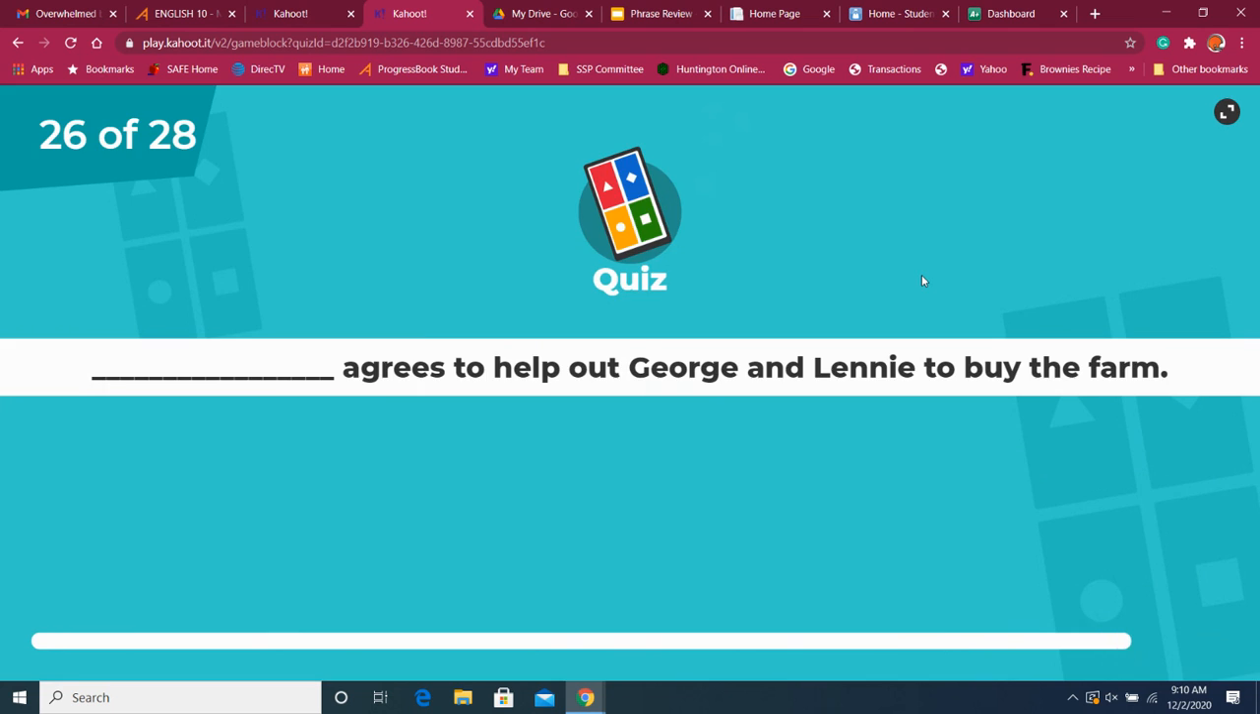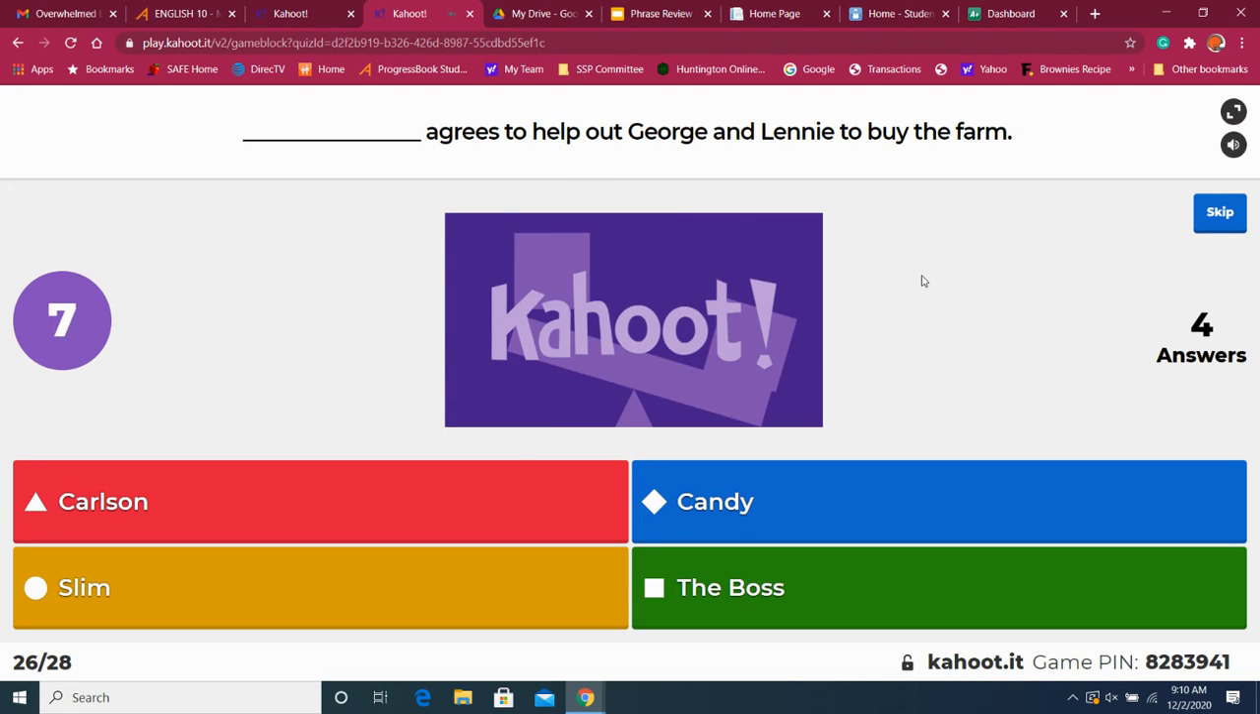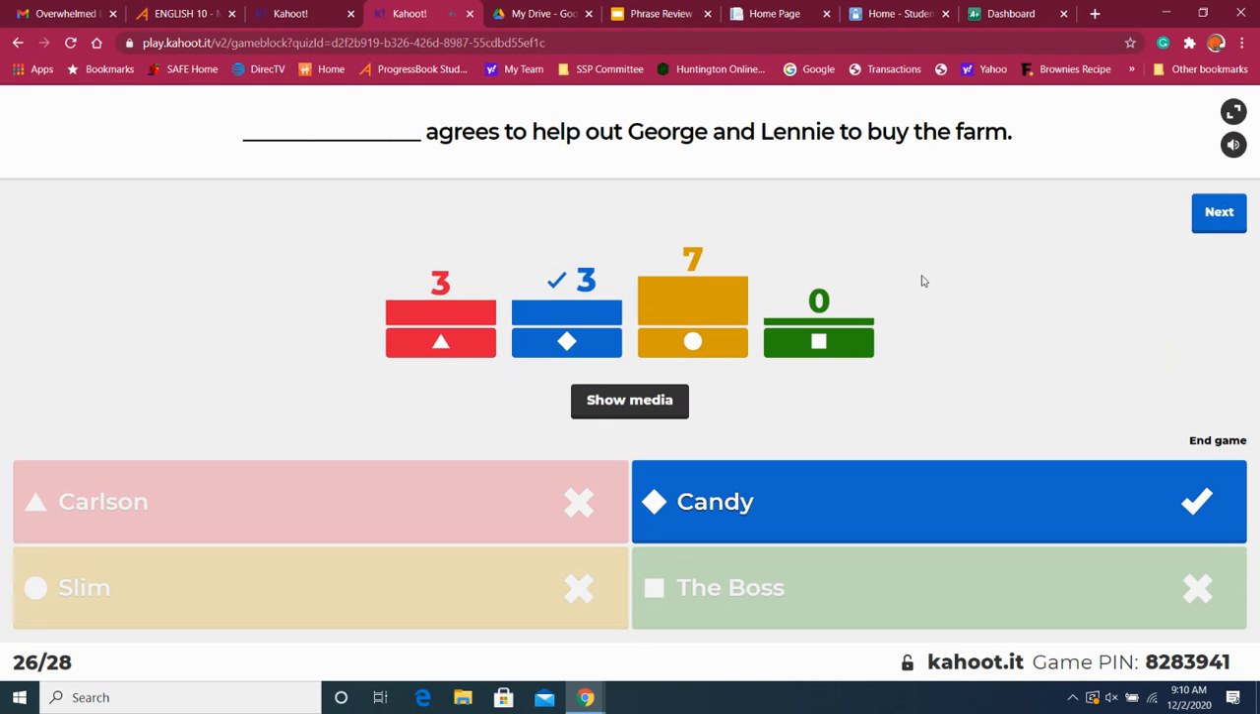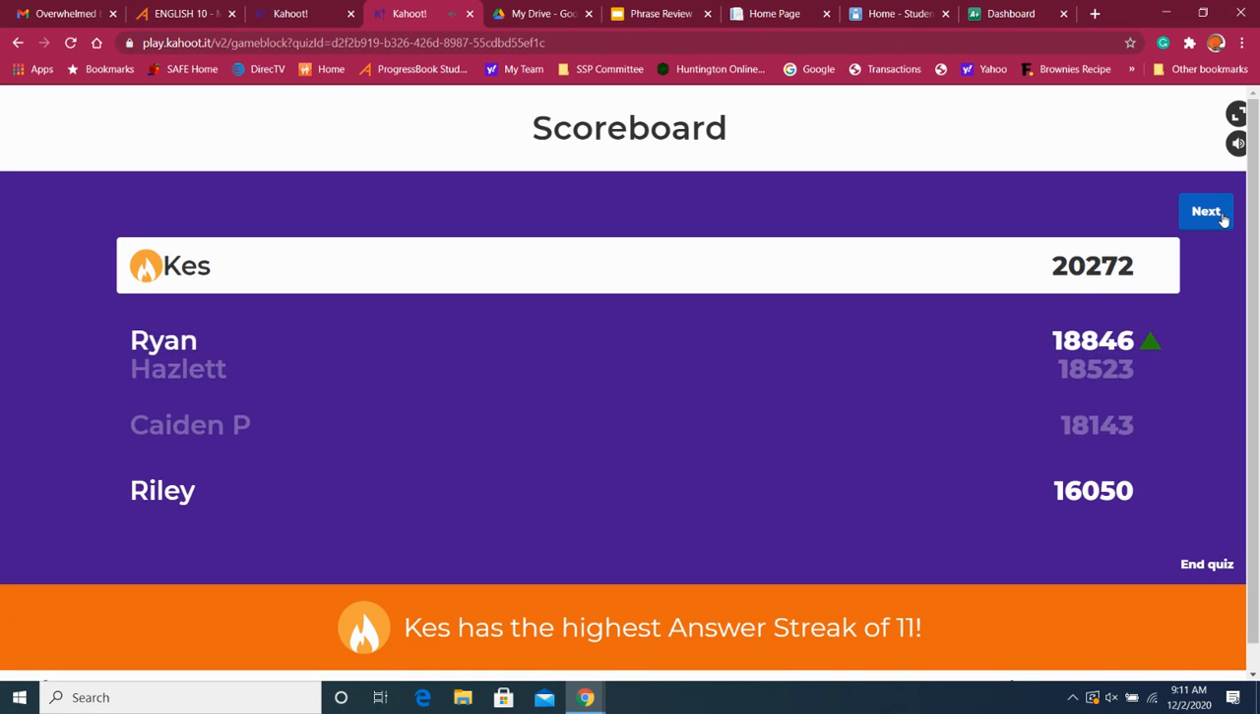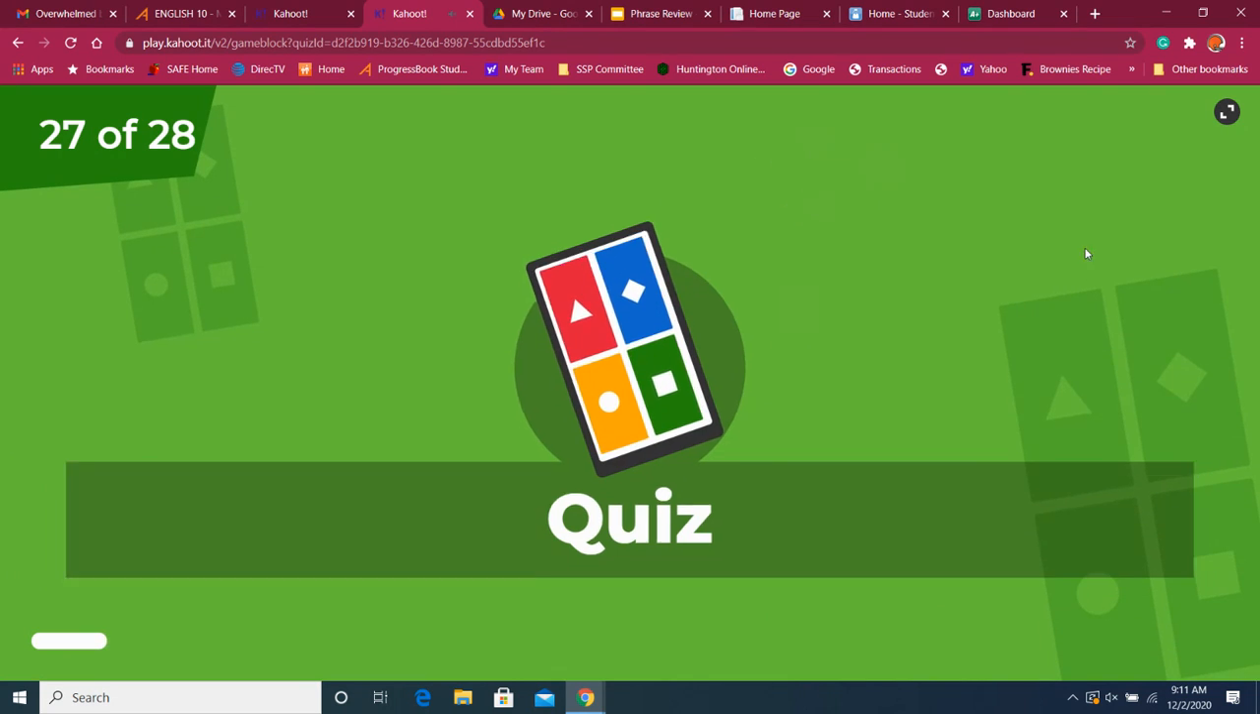Blank agrees to help out George and Lenny to buy the farm. Candy. Wow. Okay, yeah, remember, Candy's going to use the money that he has saved up from his hand being taken off in the machine. So he's going to help them out. All right. So that's very important there to know that Candy is the one who's going to help them out. All right. Ooh, lots of movement going on here.